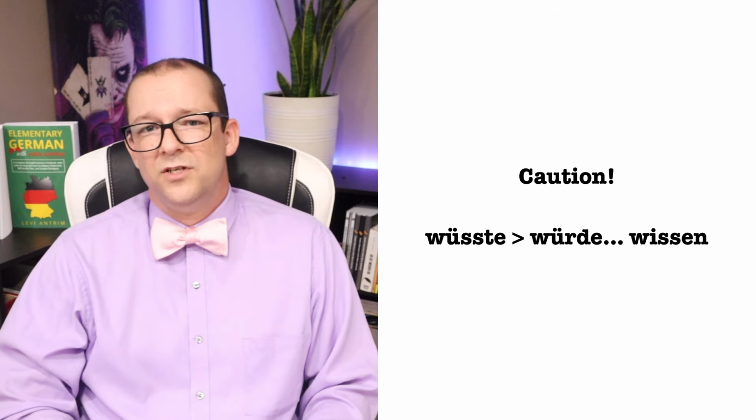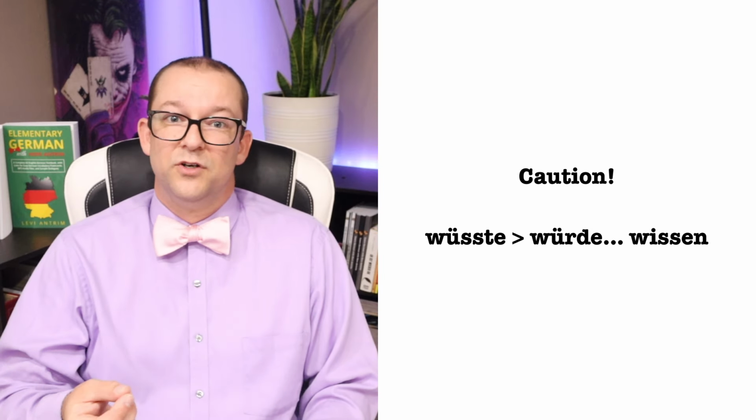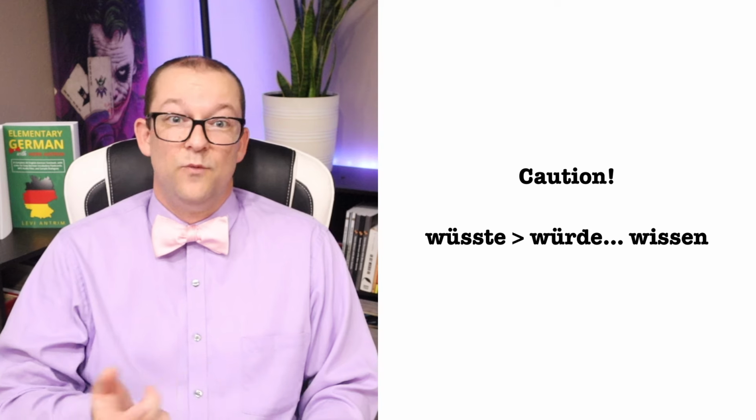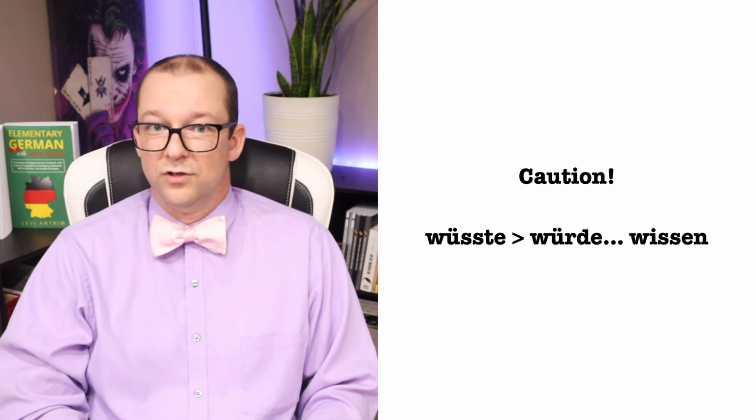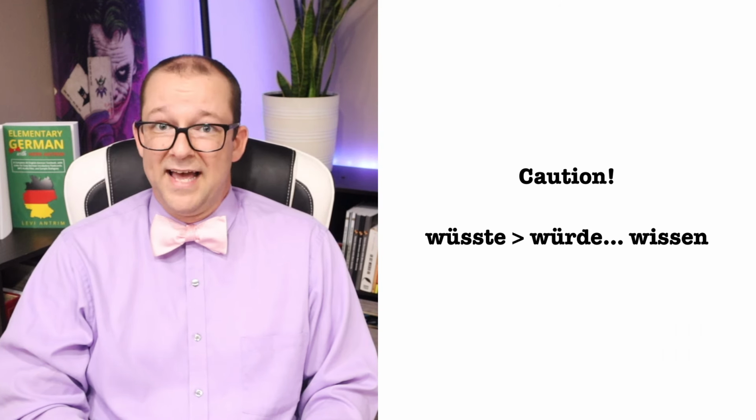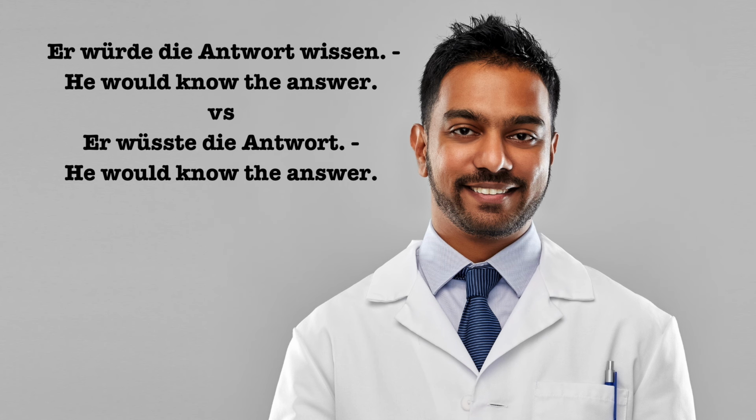It is also more common to use the actual Konjunktiv II versions of certain irregular verbs, which I'll showcase in more detail in a future lesson, but here are a few examples of that. Würde die Antwort wissen. He would know the answer. Versus wüsste die Antwort. He would know the answer. Most people would rather say wüsste than würde wissen.